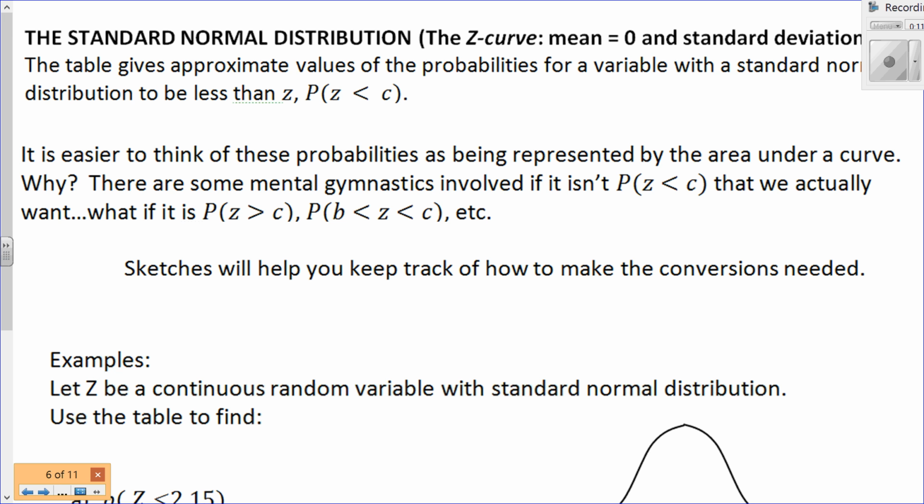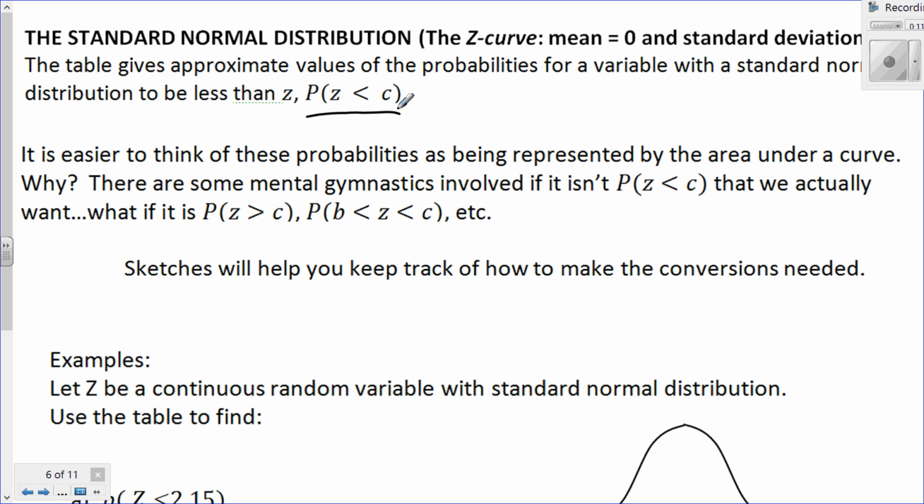Okay, so standard normal distribution, mean 0, standard deviation of 1. We're going to use a table. You should have a copy of it there with you. It's going to give the approximate probabilities of values for a variable being within a standard normal distribution. Sorry, it's going to give us the probability of being less than a particular value.